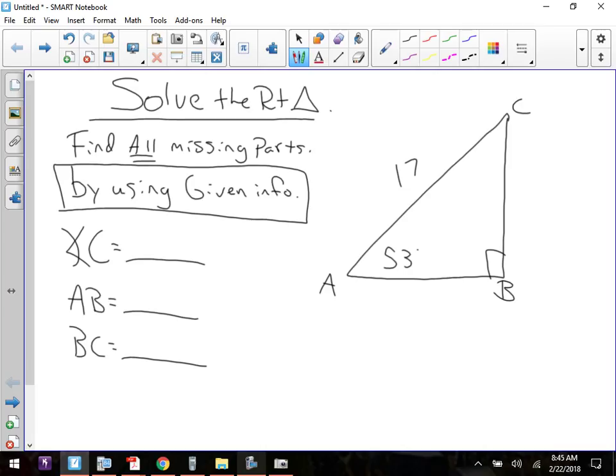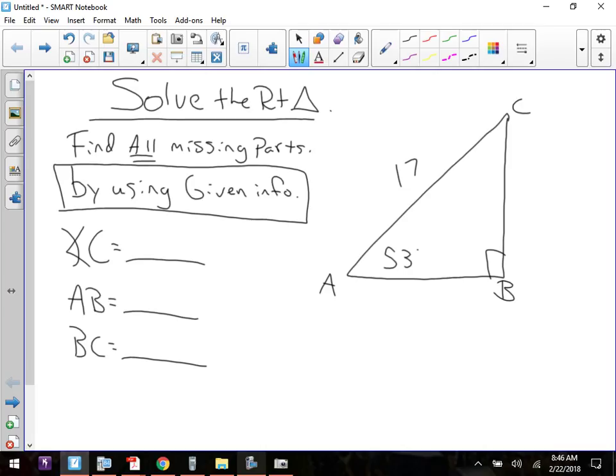What is the easiest thing to find here first? Which one? The angle. What's the angle going to have to be here for angle C? 37. Why is it not 47? You guys made this mistake a lot last week. You have to add the 90. Remember that? The two angles that are not right have to add up to equal 90.